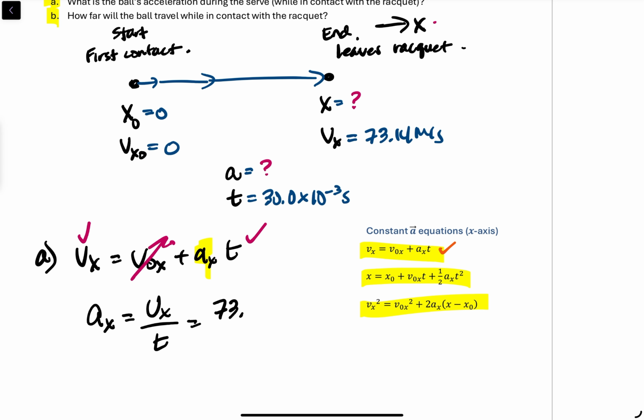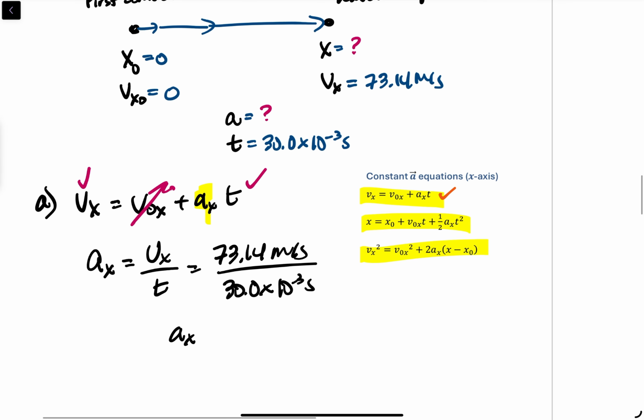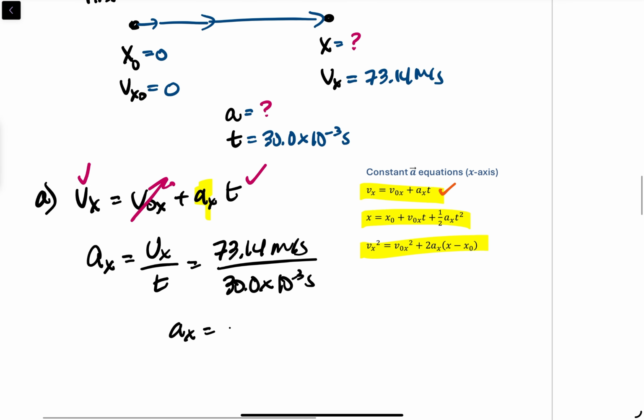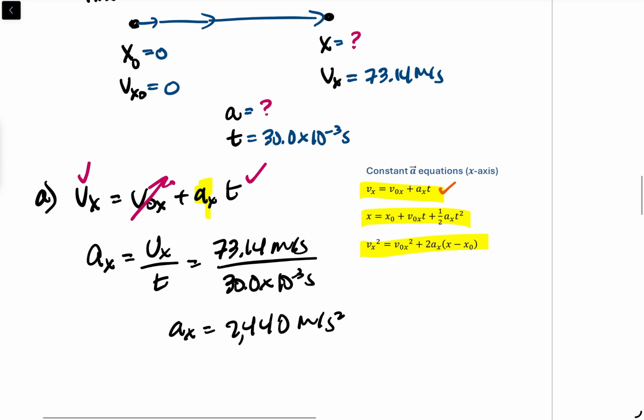We have 73.14 meters per second over that 30 times 10 to the negative third seconds. And so my acceleration here is just going to be 2,440 meters per second, and that should be meters per second squared.